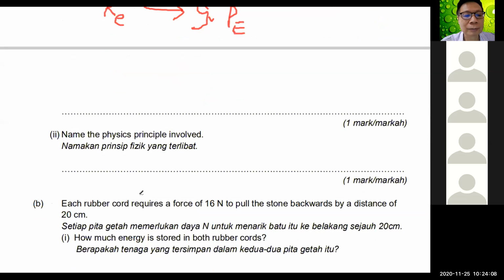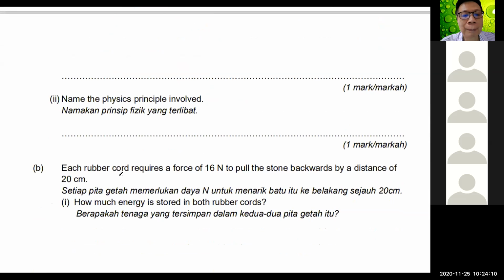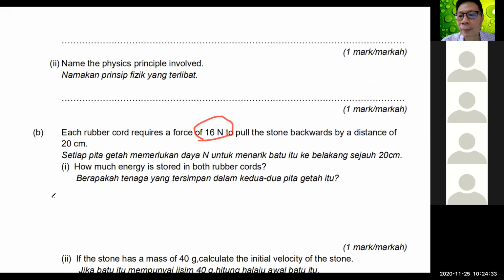All right, next. Each rubber cord requires 16 Newton to pull the stone backward by a distance of 20 cm. Each rubber cord needs 16 Newton. Now you have two rubber cords. How much energy is stored in both rubber cords? How to find the energy there? Elastic potential energy. Okay, use this formula now.